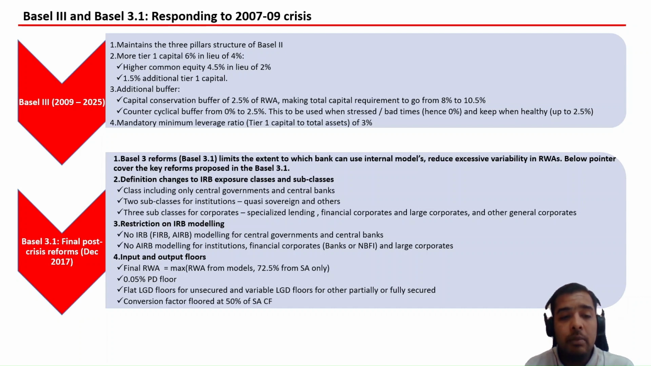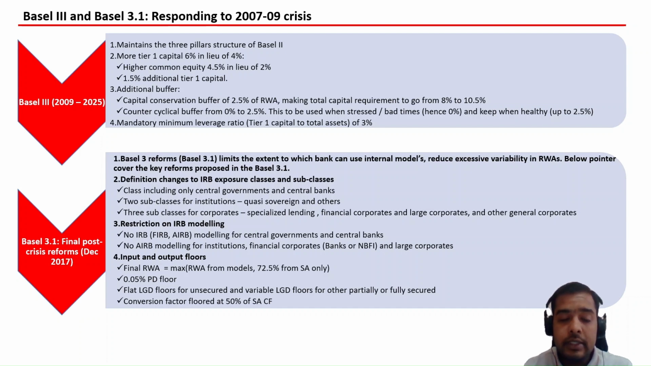On the input and output floor, the RWA obtained using an internal model should not go below 72.5% of the standardized approach. So this is the flooring of the RWA number, which further impacts the capital calculation. The guideline suggests that even if the bank is using its internal model, the final capital requirement coming from the RWA number should not go below 72.5% of what is obtained from the standardized approach.